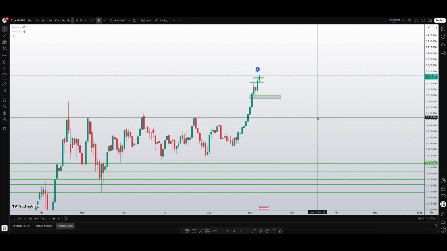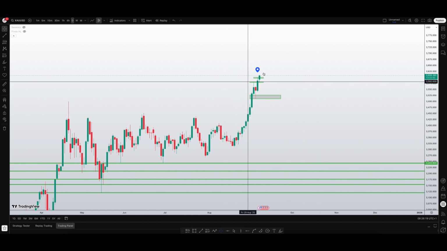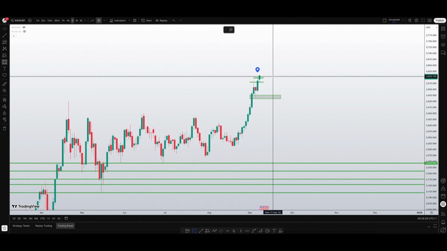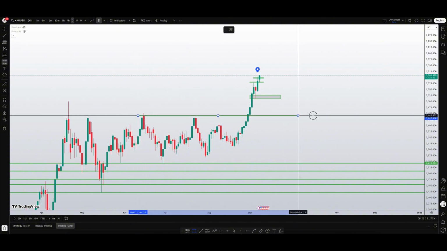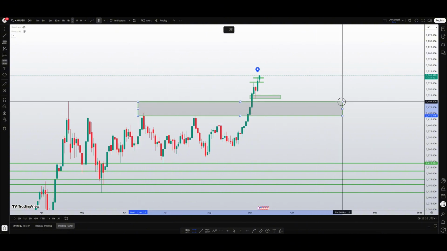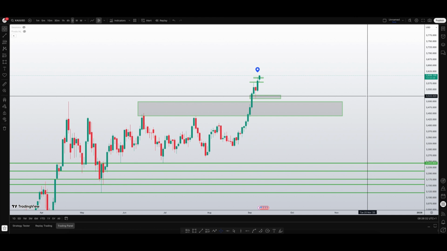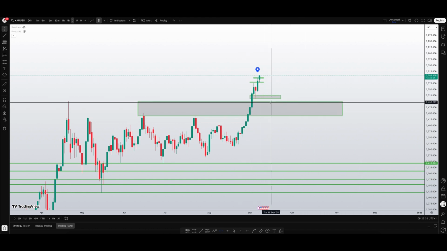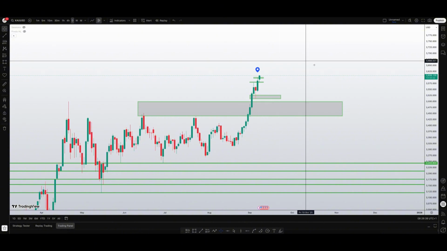This is what I'm looking at on gold today. So I'm starting from daily time frame. You can see that daily time frame is in uptrend. This is the level of the daily time frame. This is the zone for a buy. But already you can see that it's in uptrend.